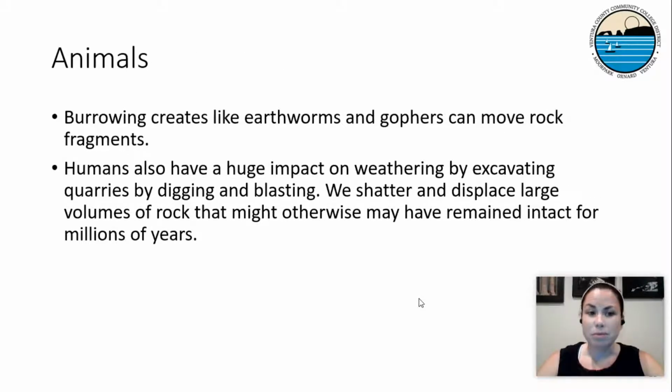And last, animals can burrow into the earth, like gophers, or on a smaller scale like earthworms. And also we might be considered animals. So humans have a huge impact on weathering because we excavate quarries for digging. We shatter and displace large volumes of rock that would otherwise remain intact for millions of years. If we do a lot of mining, take away huge rock faces for the roads that we build through, we're part of a physical weathering process.